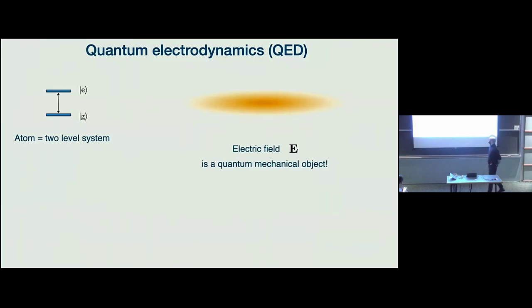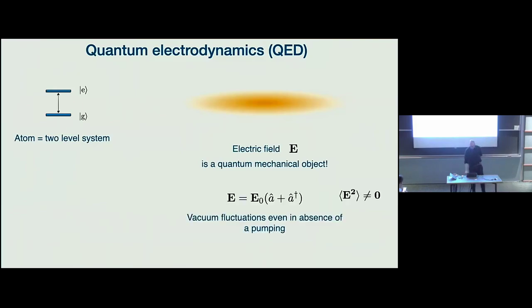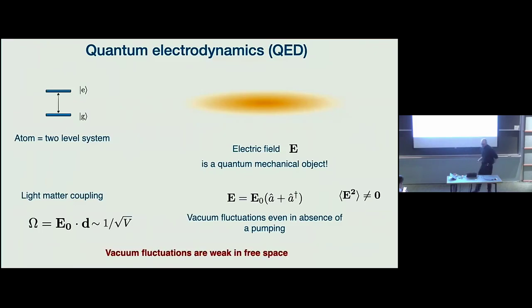However, we know that the electric field is a quantum mechanical object, so we can quantize it, and then it means that vacuum fluctuations are there even in absence of a pumping, so you can have finite effect. And once you do that, and if you quantize, for example, the electric field in a box, you will see that this light-matter coupling scales as 1 over square root of V. So this means that vacuum fluctuations are extremely weak in free space, so it's very hard to see anything.